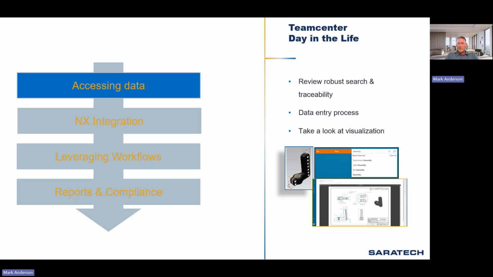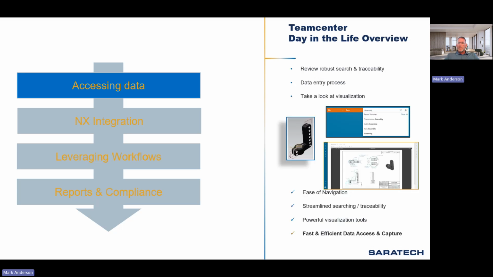Robust search and traceability, the data entry process, the visualizations. These pieces are key to the speed with which you get to the data that you want. Traditionally, we're used to just using file explorers, and we have to really tune our search options and our file assembly load options. Teamcenter takes care of all that. We don't have to worry about that anymore. So: ease of navigation, streamlined search, traceability, and powerful visualization tools.